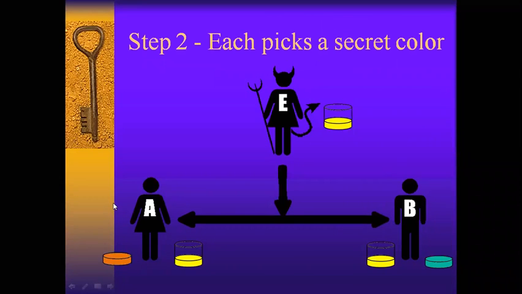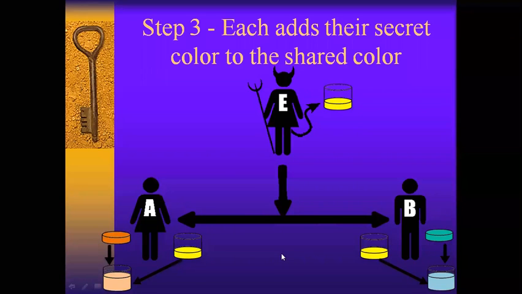Next, in step 2 we will pick a secret color, because we know that our yellow color will be attacked by the attackers. So A has taken one secret color, orange, and B has taken one more secret color, let's say green. Now A and B don't know which color the other has picked. Next, they are going to add their secret color to the shared color, which has already been shared. The yellow color has already been shared among A and B.